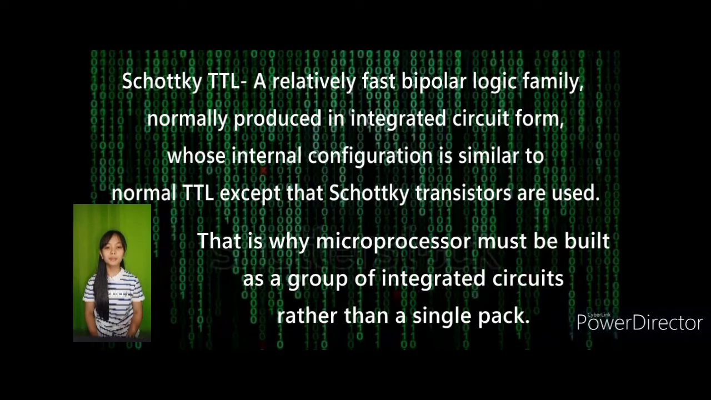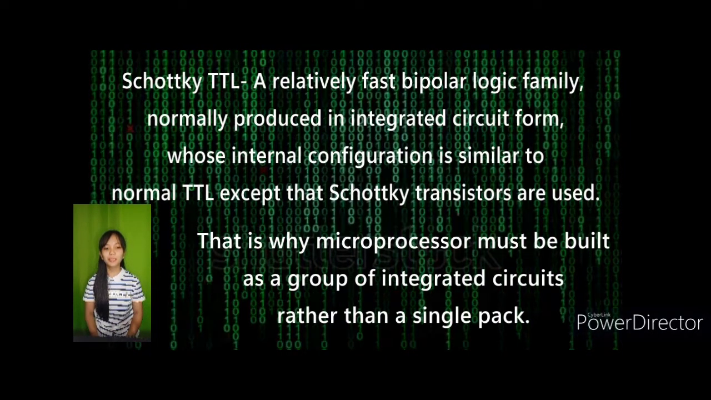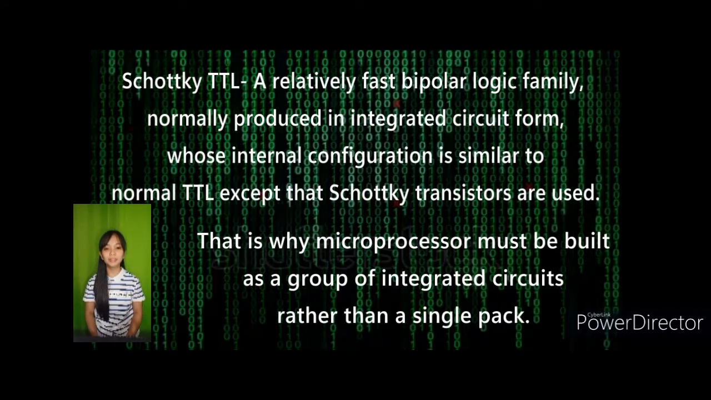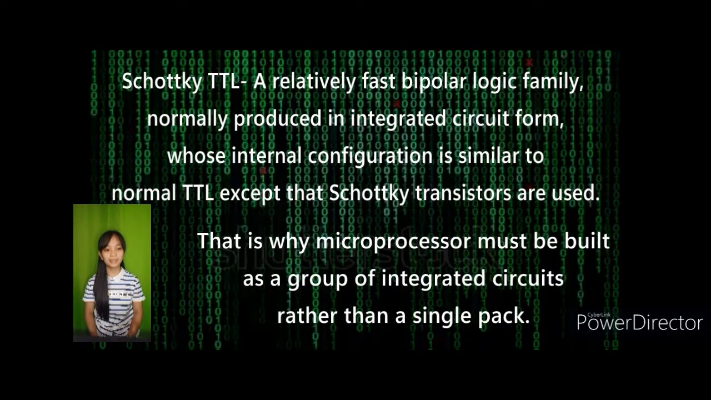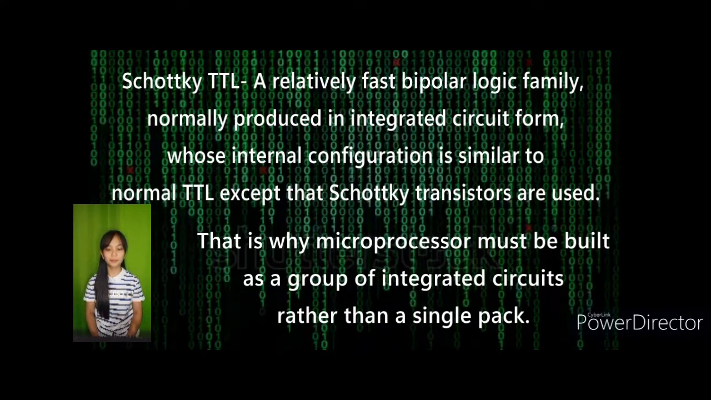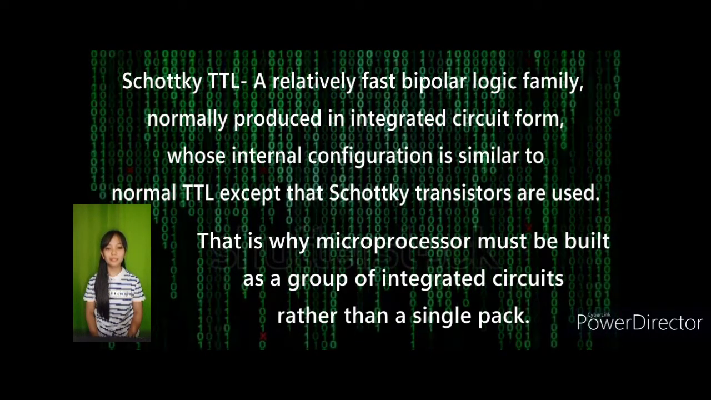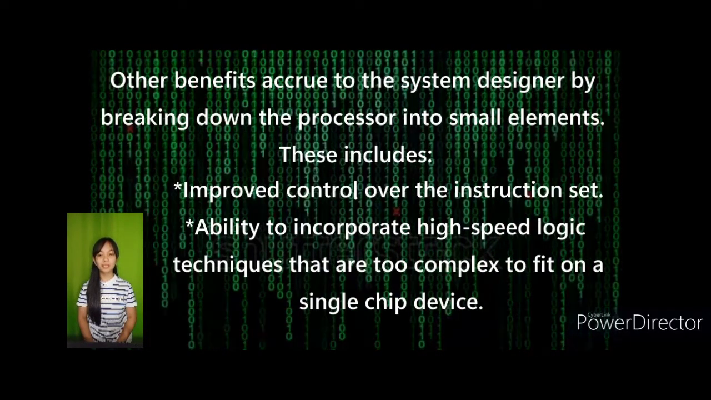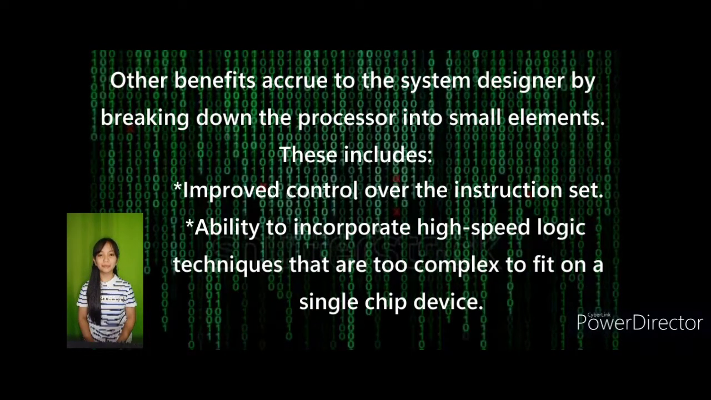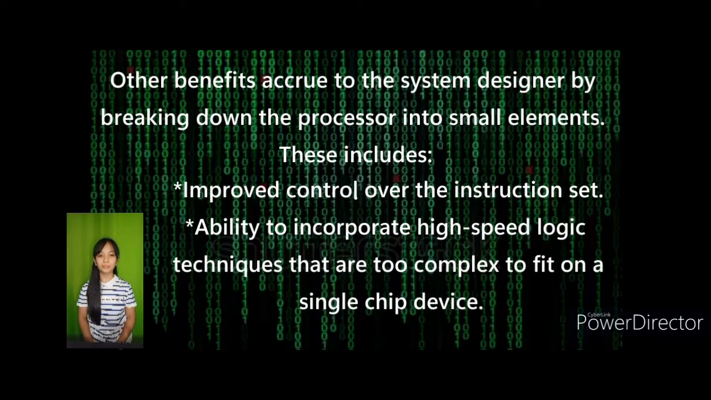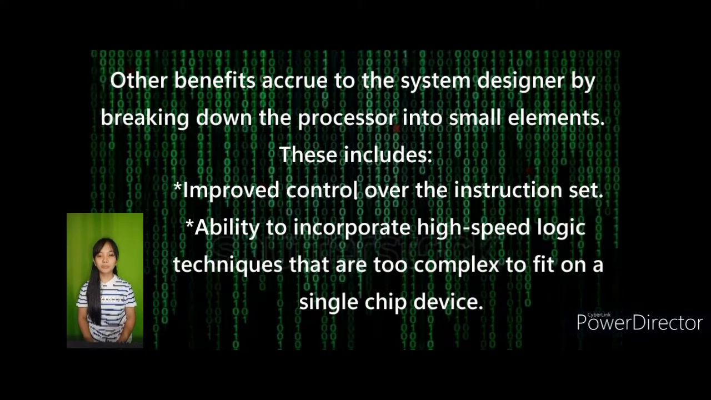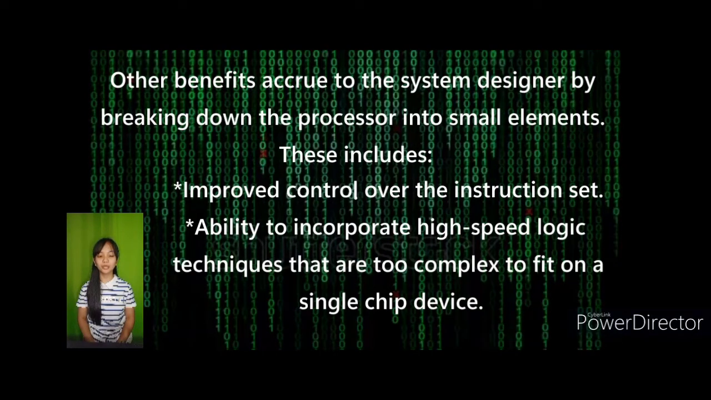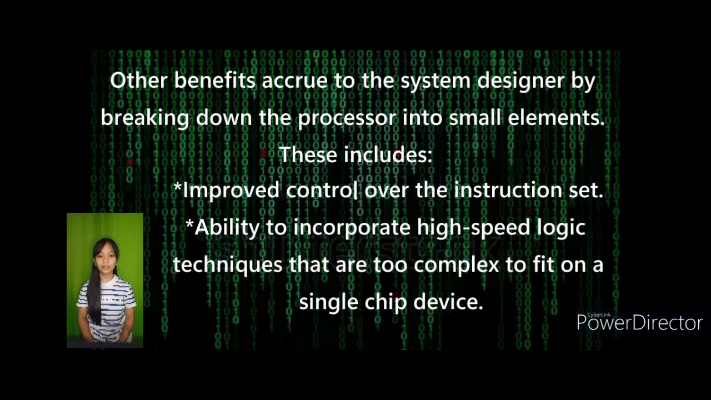SCAT-TTL is a relatively fast bipolar logic family, normally produced in integrated circuit form, whose internal configuration is similar to normal TTL, except that SCAT-T transistors are used. That is why a microprocessor must be built as a group of integrated circuits rather than a single pack. Other benefits accrue to the system designer by breaking down the processor into small elements. This includes improved control over the instruction set and the ability to incorporate high-speed logic techniques that are too complex to fit on a single-chip device.